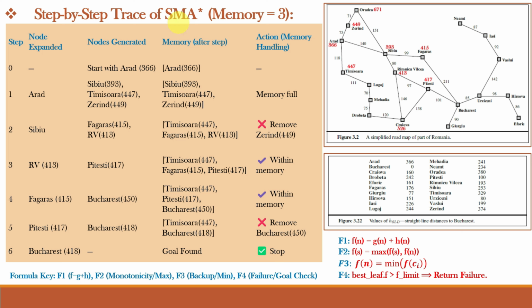So see, the main beauty of SMA star is it works like A star search, it uses heuristic intelligence, and it finds optimal path, but also it controls memory carefully. When memory becomes full, the worst node is deleted, and also the best forgotten value is backed up, and search can later return if needed. And that is why SMA star is called a memory bounded version of A star search.